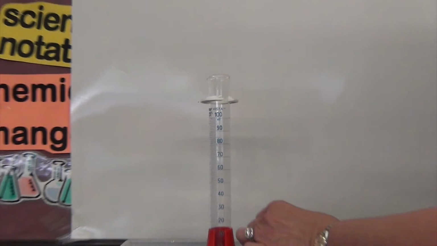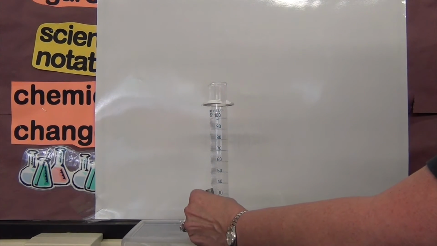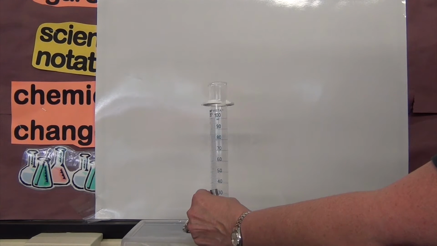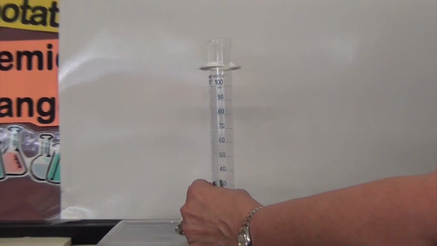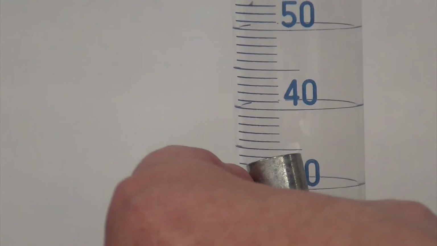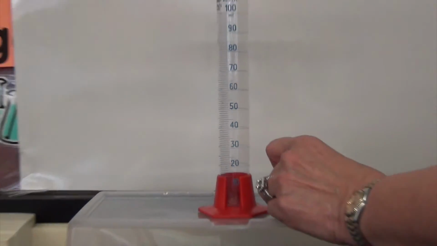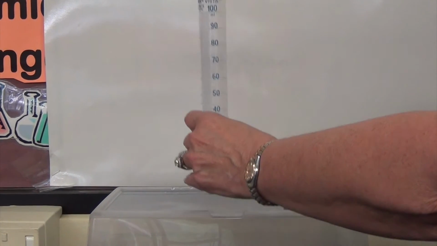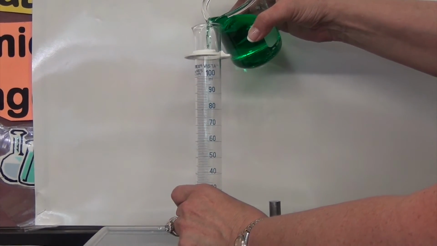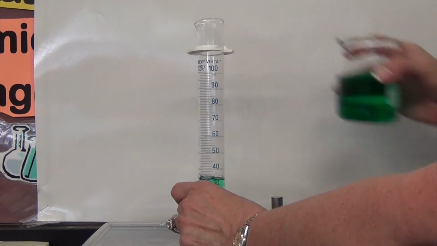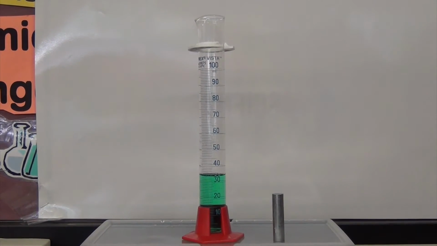First, what I'm going to do is determine the approximate volume of the object so I know how much water to place in the cylinder. The object is somewhere between 30 and 40 milliliters. I need to cover it completely with water. I've put some green food coloring in the water so it's easier to see. So I'm going to put somewhere between 30 and 40 milliliters of liquid in the cylinder. It doesn't matter how much I put because I'm going to read the exact measurement.